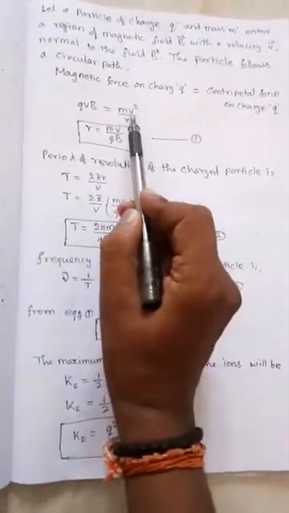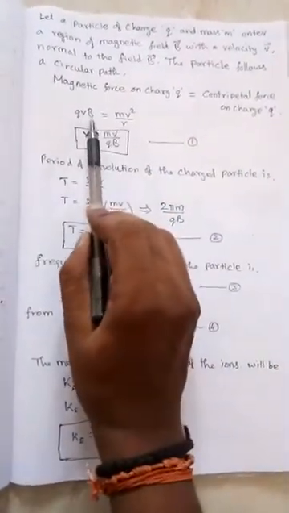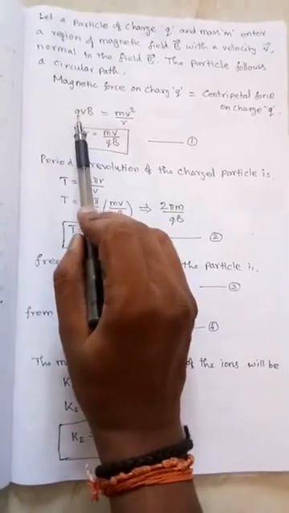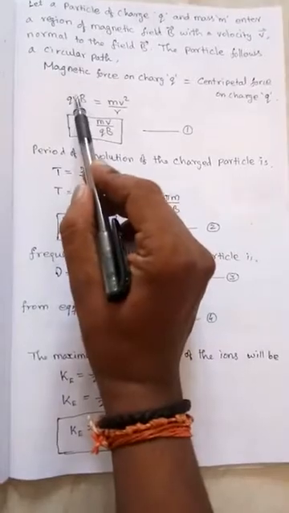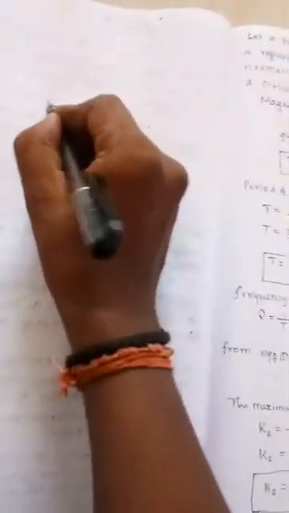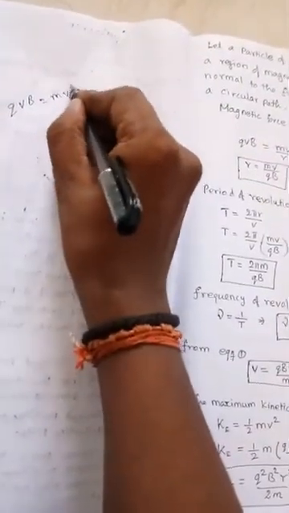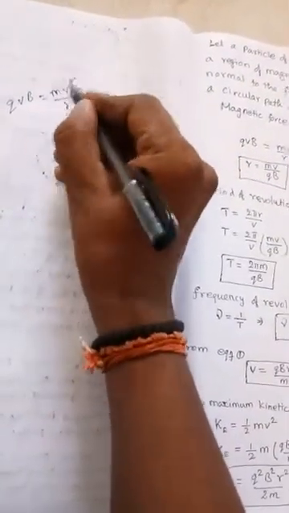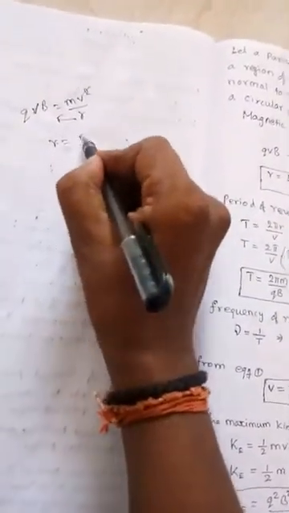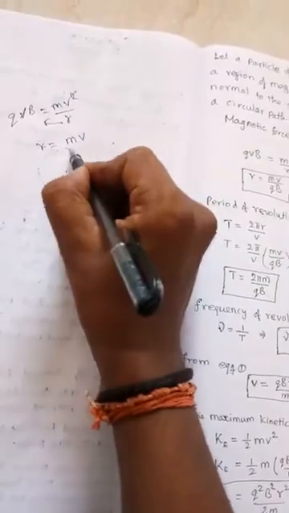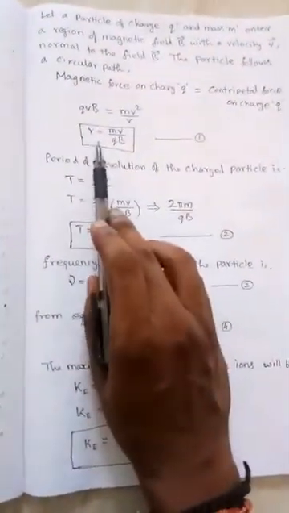Here v is the velocity of the particle, r is the radius of the circle, m is the mass of the particle, B is the magnetic field, q is the charge of the particle. Now we can easily cancel v. So qvB is equal to mv squared by r, v cancels. Cross multiplying, r is equal to mv by qB. So this is the radius of the particle's path.